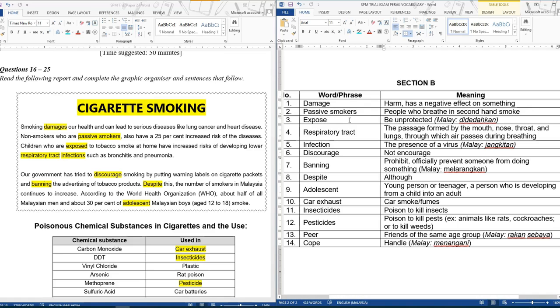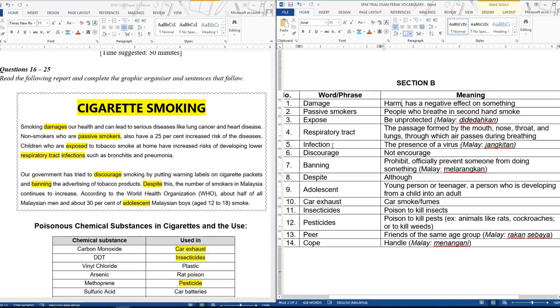Number 3, expose. Expose is you are unprotected. In Malay, you say something like didedahkan. You are unprotected and there are negative effects on you. So that is the meaning of expose. Next one is respiratory tract. Respiratory tract is the passage formed by the mouth, nose, throat, and lungs through which air passes during breathing. So these are the organs in your body that you use to breathe, and that is what we call the respiratory tract.